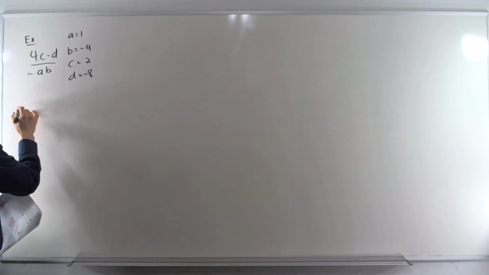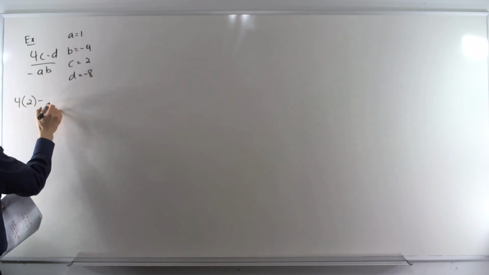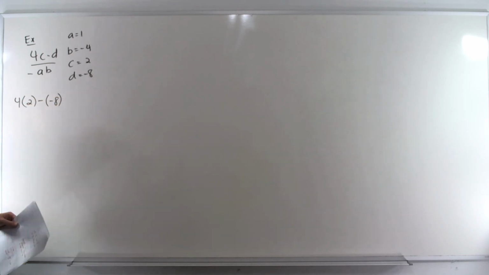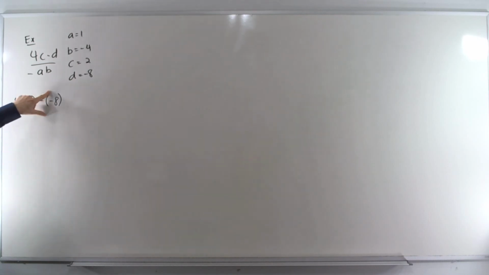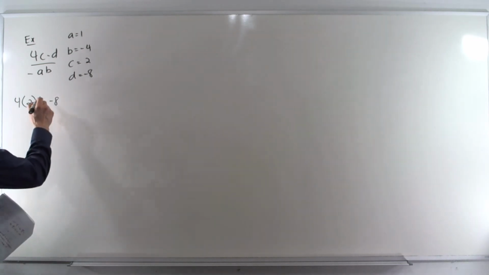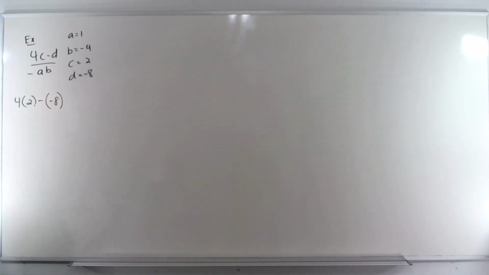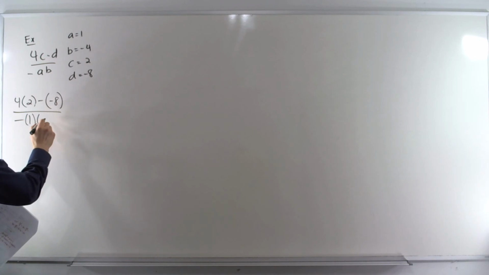So let's plug in 4 times c, so that's 4 times 2 minus d. Here it's really important to put the negative number inside parentheses, because now we're subtracting a negative. Never write it like this. You can't put two operations in a row like that. Got to put in parentheses. Over negative 1 times b, negative 4.